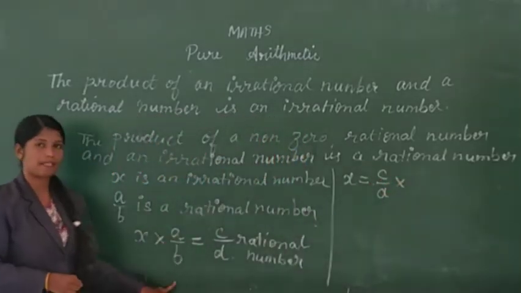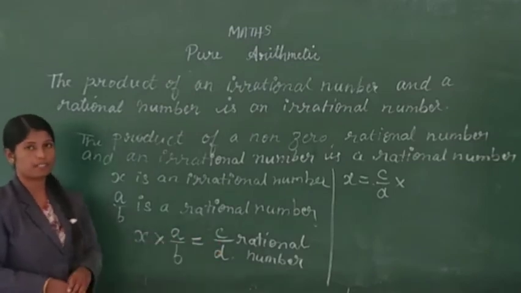Here a by b is there. When you take this a by b to the opposite side, it changes.